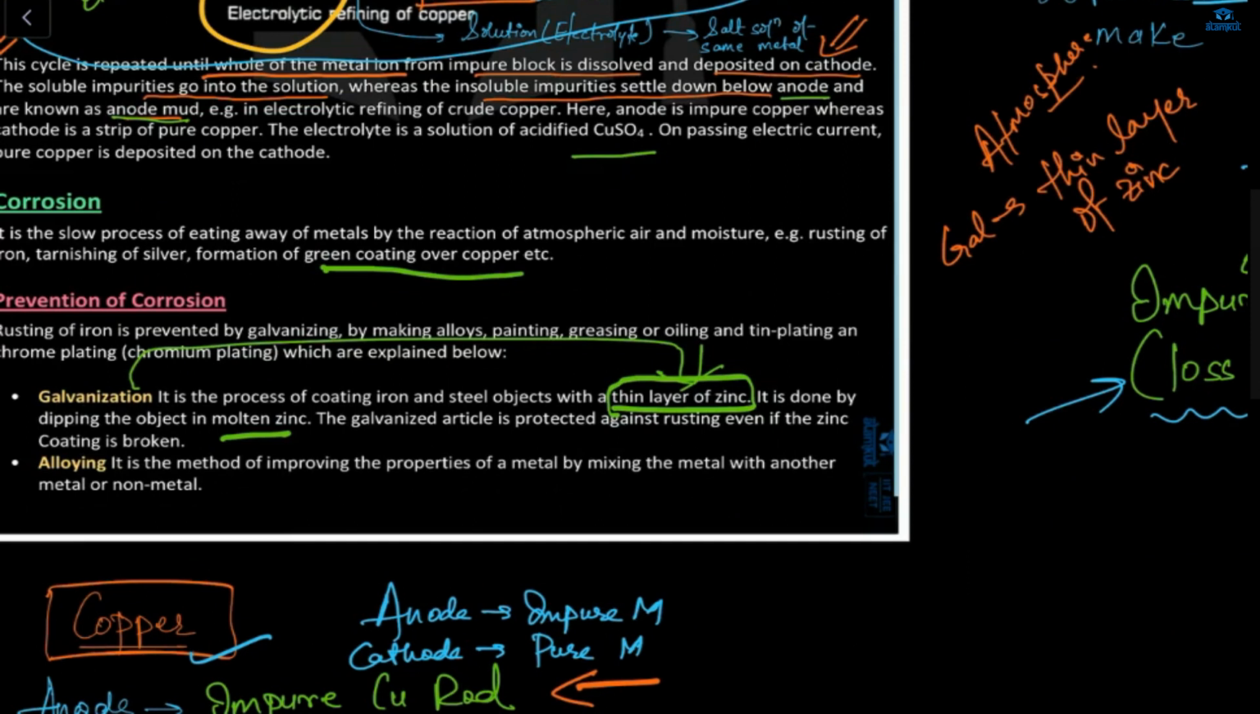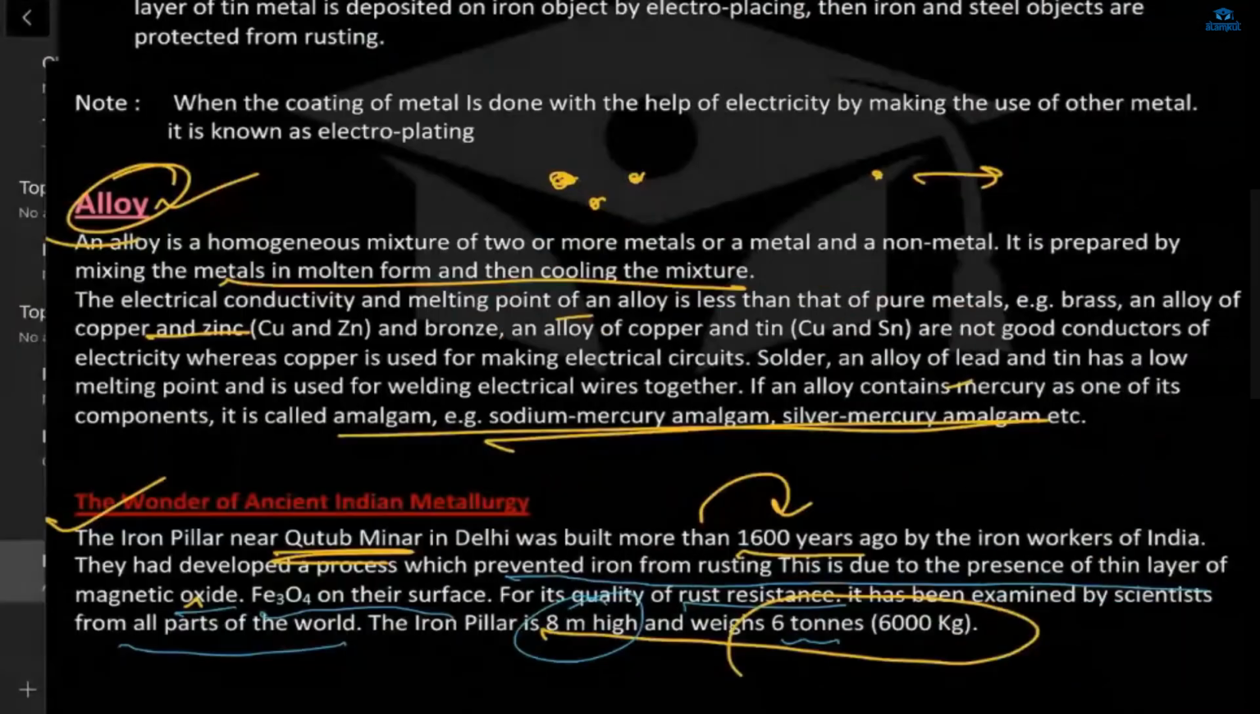Alloying क्या होता है? What is alloying? It's a very easy process. It is a method in which a metal and a non-metal are used. Basically, we can mix a metal with a metal, or we can mix a metal with another non-metal. So both metals and non-metals are involved over here. By mixing it, we can prevent corrosion. So this is the alloying process. Galvanization is a thin layer of zinc coating.